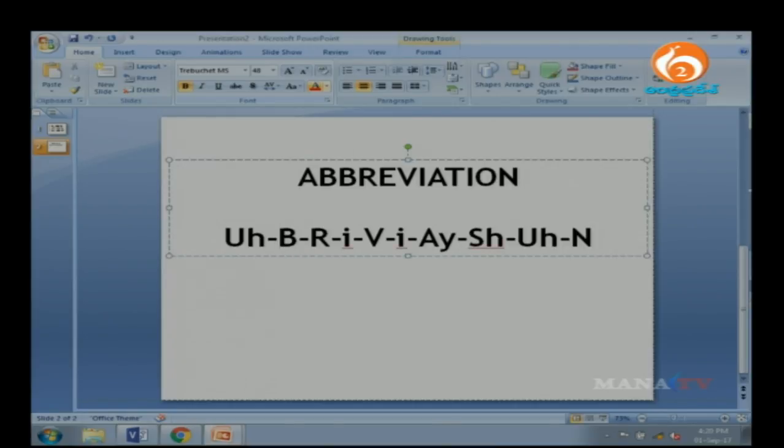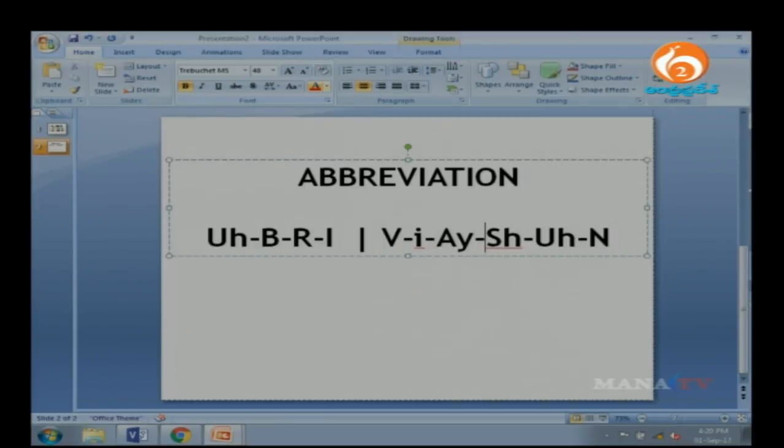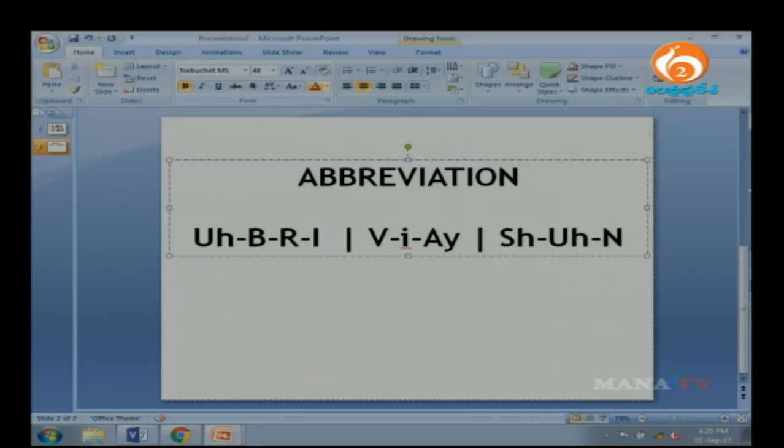So let's create a separator. Abbreviation. Now let's list down all the vowel sounds. Vowel sound number 1. Vowel sound number 2, 3, 4, 5. How many syllables do we have? Abbreviation. Which means the number of vowel sounds equals the number of syllables in the word.